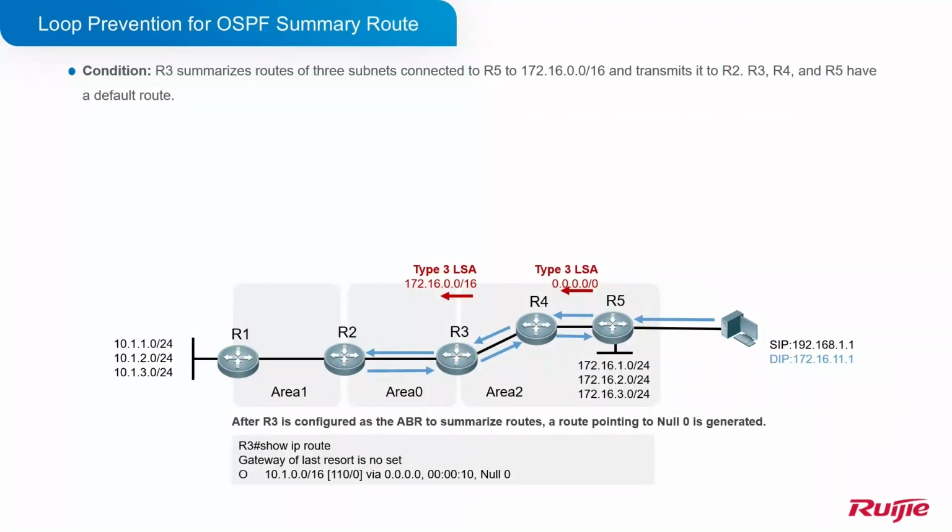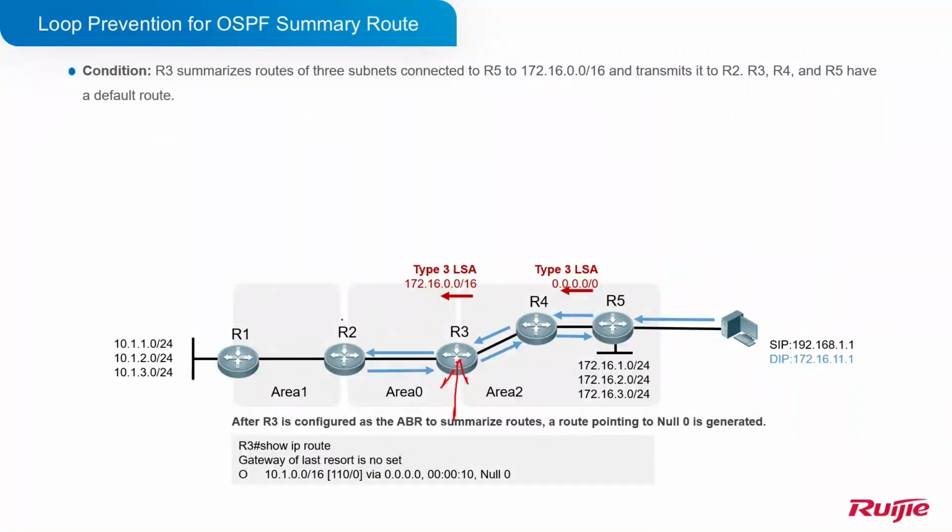So first, let's see the topology. Here, we do the summarization on R3 device, right? And on R5, we have three detailed routes. We want to summarize the information into other areas, and we have to do the summarization on the ABR device. So here we do the summarization on R3 device, and then the R3 device will generate the type 3 LSA information to R2 device, right?